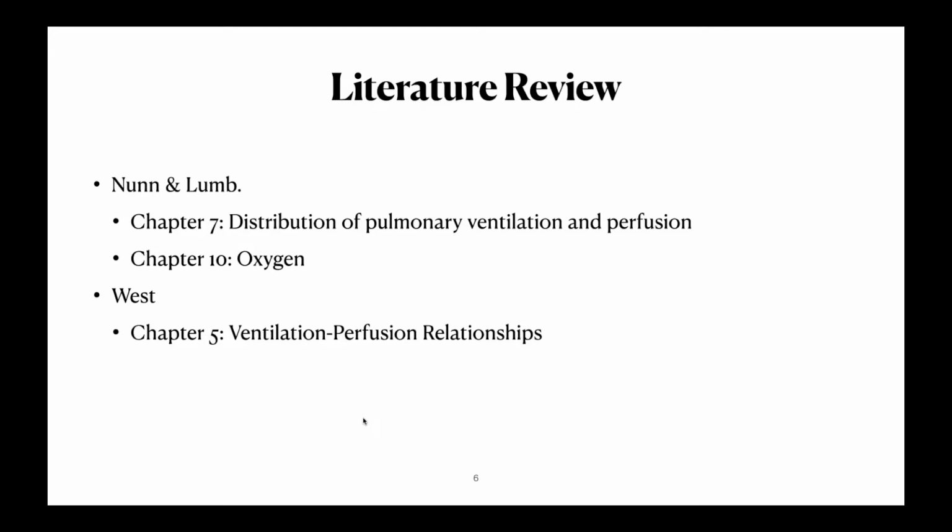Now, these are the chapters which I think are most important in answering this question. Chapter 7 is really the core chapter. So chapter 7 from Nunn and Lumb's distribution of pulmonary ventilation and perfusion, and I've attached that as well in the post I made this afternoon. Now, chapter 10 on oxygen also has a couple of paragraphs on venous admixture and the factors that would affect the arterial versus alveolar partial pressure of oxygen difference.